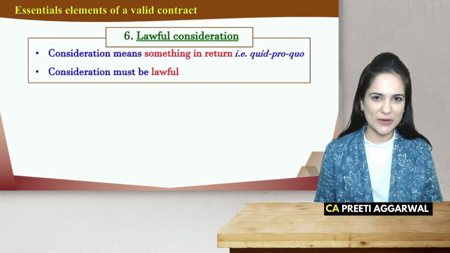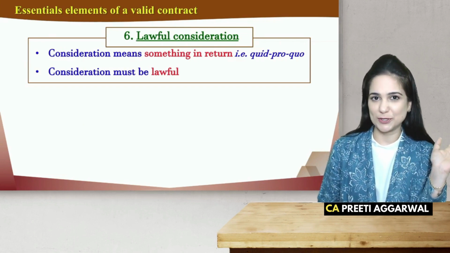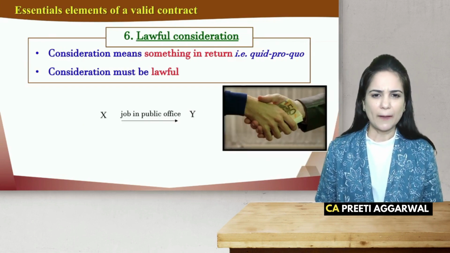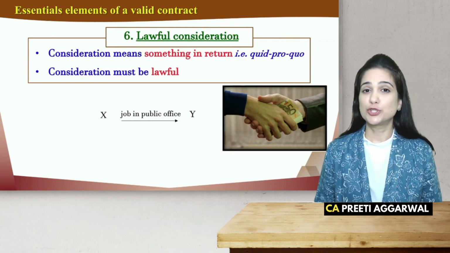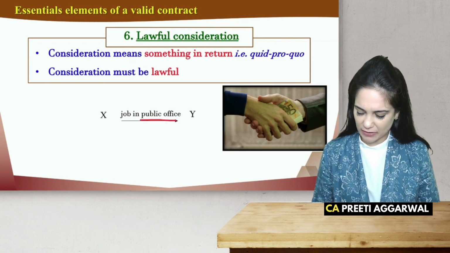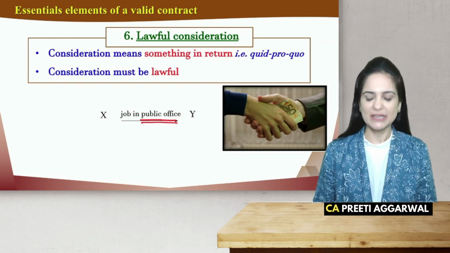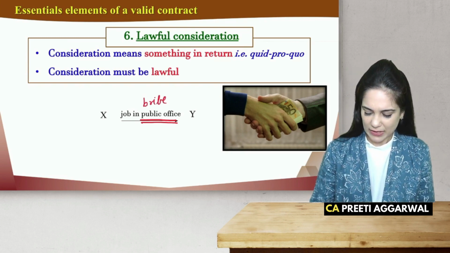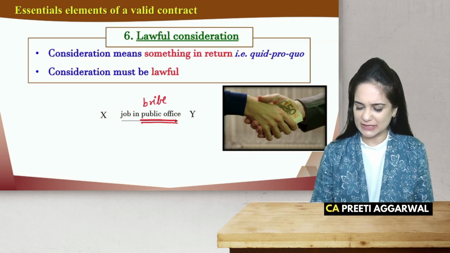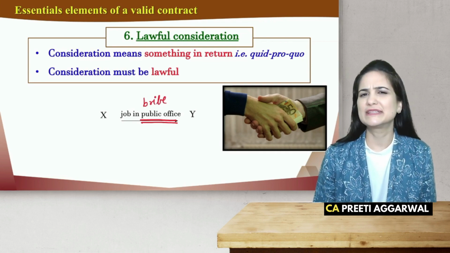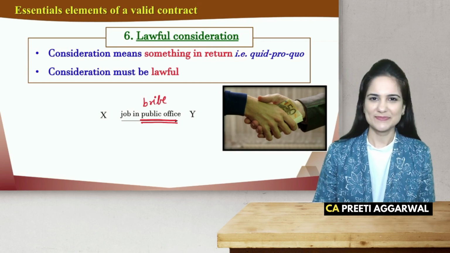Now let me ask you a question. Tell me whether it is a lawful consideration or not. X promises to give money for a job in public office. Public office means government job. He says, I will pay. Okay, you are ready with the answer. What is it? This is bribe. Is this lawful consideration? It's unlawful. Is the contract valid? No.